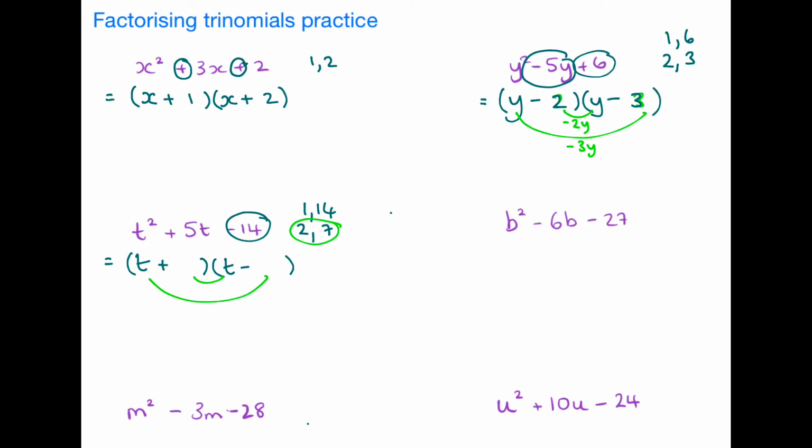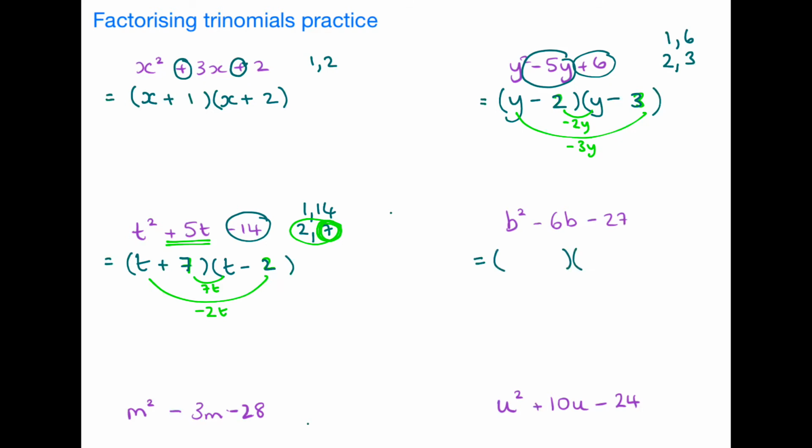Okay? And the way it works is when you're slotting your numbers in, because we want to make a positive 5t, it must mean that the bigger number is the one that goes with the plus. So that's a 7 and that's a 2. And if we just check, we've got 7t there, minus 2t there. So we've got plus 5t altogether, which is what we were looking for. So our factorised answer is t plus 7 times t minus 2. Okay, and don't forget each time you can multiply out the brackets and check.